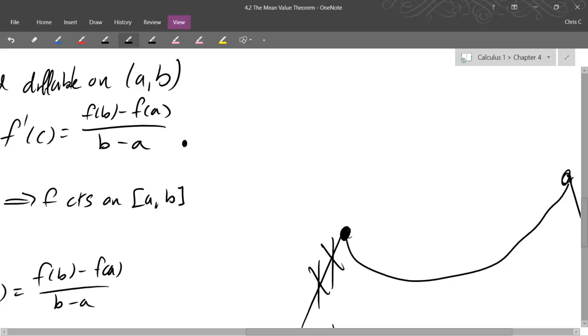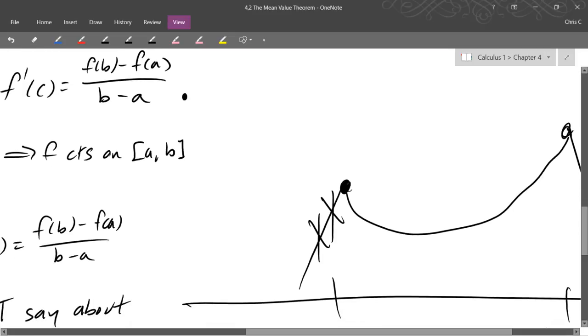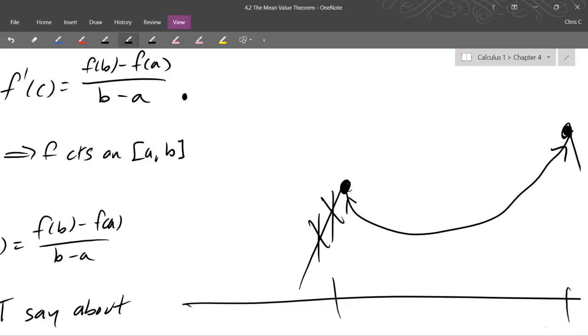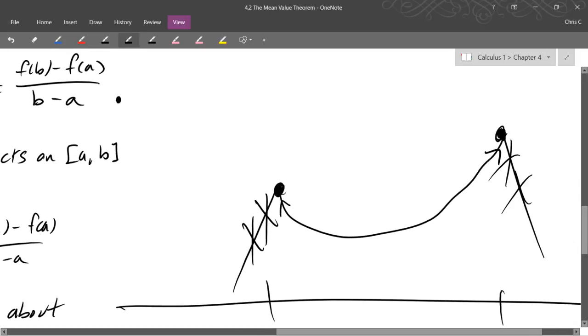So you need continuity. And you actually only need right continuity at one endpoint and left continuity at the other endpoint, which, if you go back to continuity on a closed interval, is what it means. So whatever happens outside a and b doesn't affect the mean value theorem.